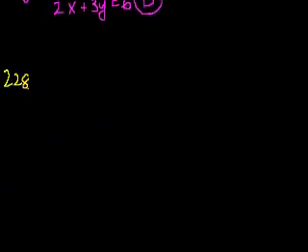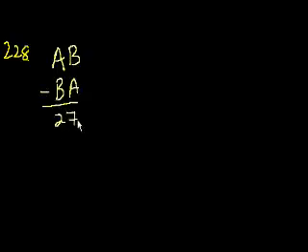Next problem. Problem 228. If a 2-digit positive integer has its digits reversed, the resulting integer differs from the original by 27. So let's say I had AB, that's a 2-digit number, and I'm going to subtract BA from it. And so the difference is 27. Since I'm assuming a positive difference, AB has got to be a bigger number than BA.